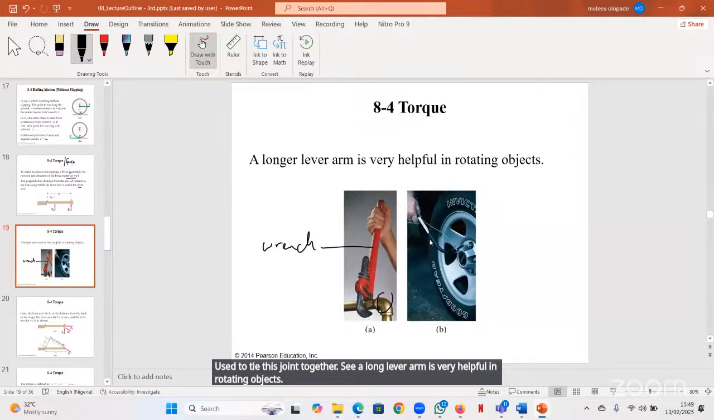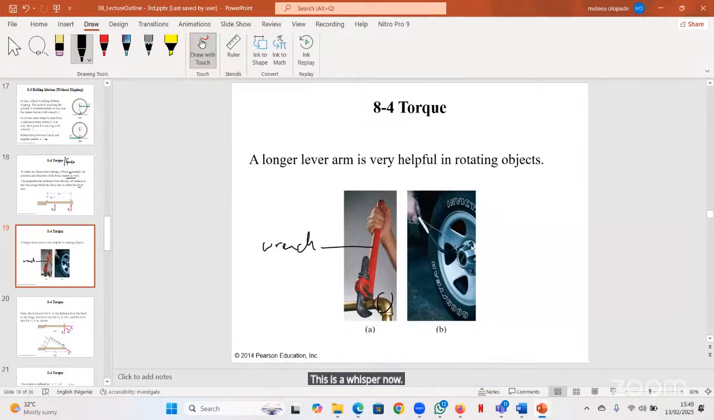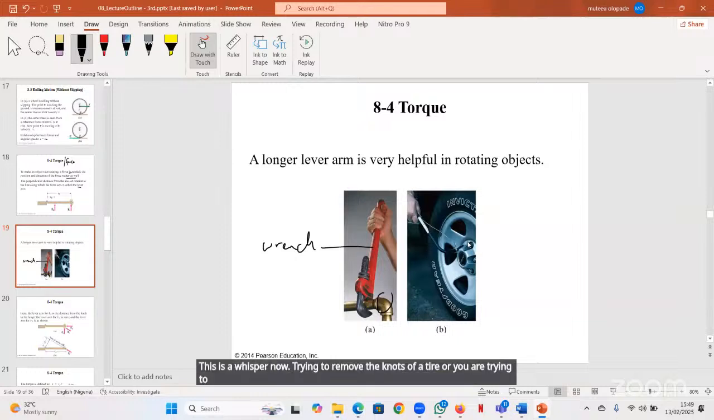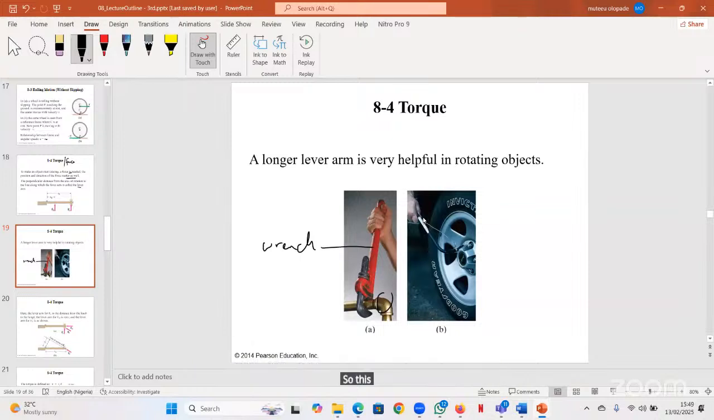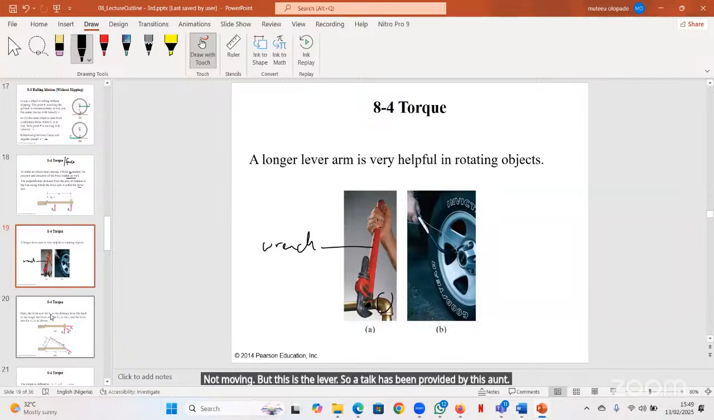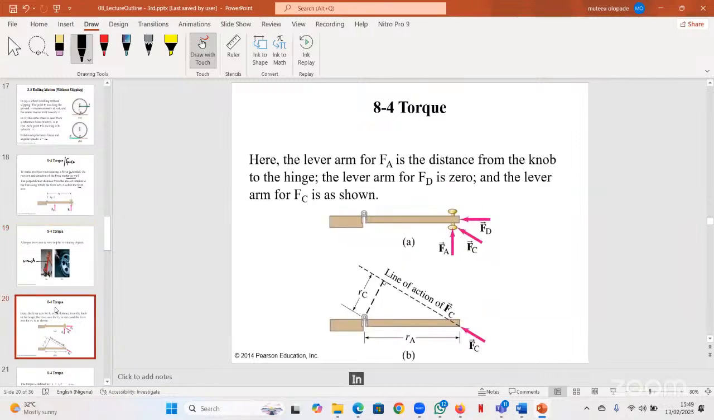This is a wheel spanner, used to remove the nut of a tire, or to tighten the nut properly. So this is also a lever arm. This is a fixed point, not moving, but this is the lever. So a torque is being provided by this hand in order to actually lock up that joint.